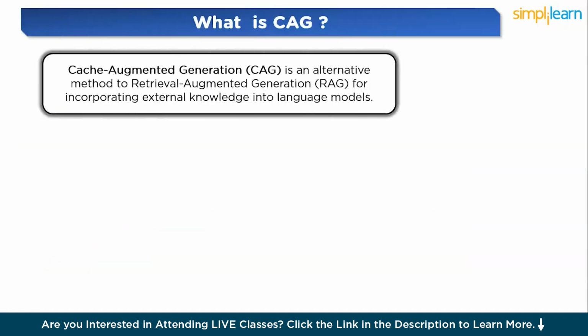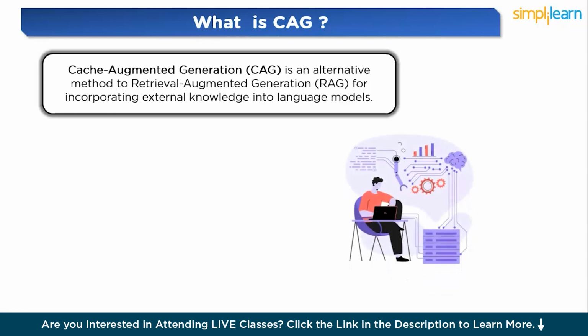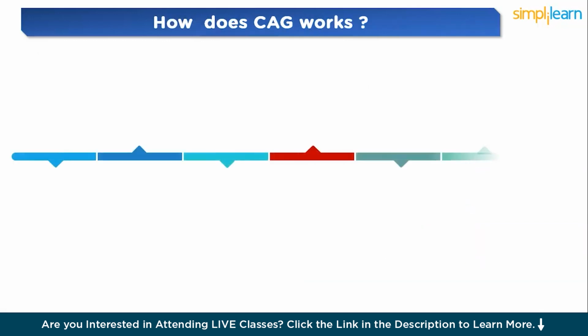Now, let us try to understand what is Cache-Augmented Generation. So guys, CAG is an alternative method to Retrieval-Augmented Generation. Basically, it is used for incorporating external knowledge into a large language model. Unlike RAG, which retrieves information from an external database in real time, CAG preloads a curated set of relevant answers, enabling faster and more efficient inference without the need for a retrieval step during runtime. Now you'd be wondering, how does CAG work? So CAG works in the following ways.